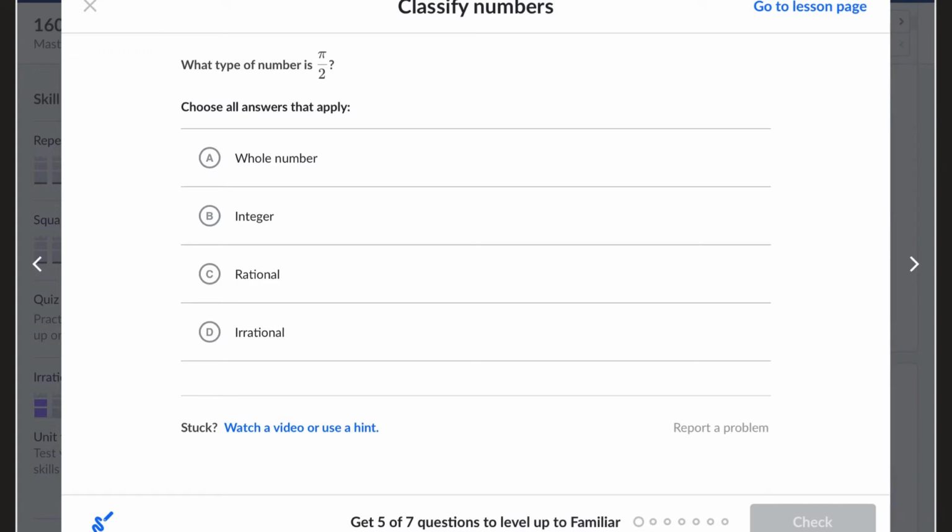In fact, we're asked to find out, well, what kind of number is pi over 2? Is it whole number, integer, rational, or irrational? I'd like to walk through what the different kinds of numbers are.